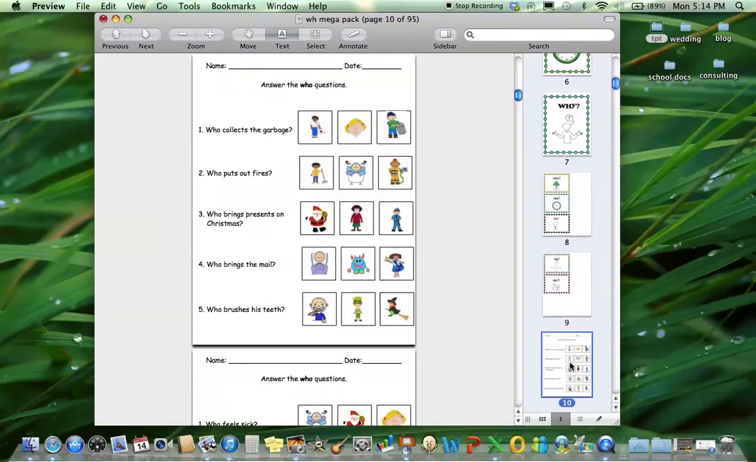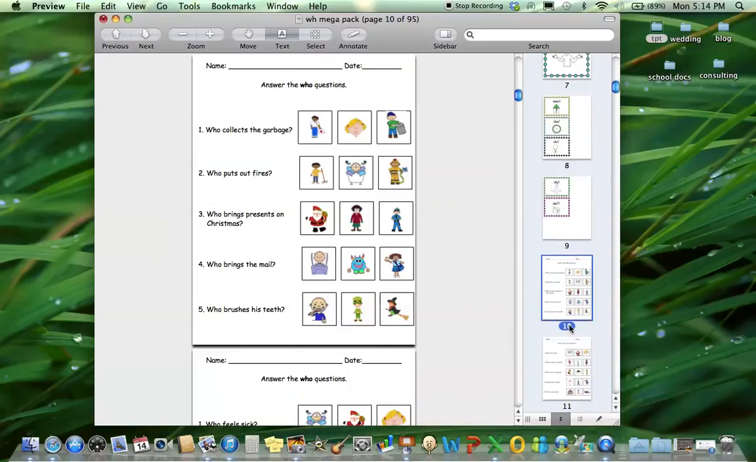Next up are some visual WH question worksheets. I've gotten a lot of requests for these, so I spent some time making a big array of them for who, what, and where questions. There are 5 for each, so 15 total. They ask a question, and then there are 3 visual choices.